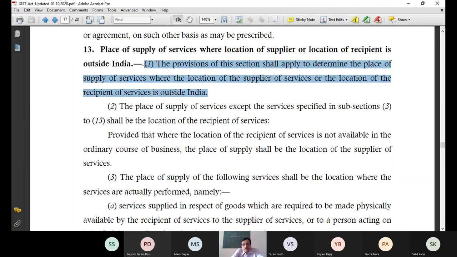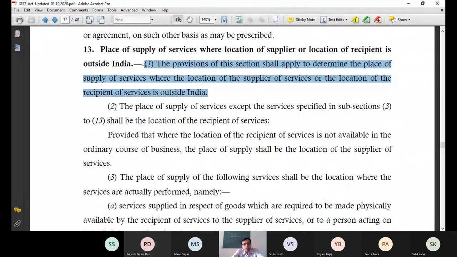The provisions of this section shall apply to determine the place of supply of services where the location of the supplier of services or the location of the recipient of services is outside India. When either the supplier is outside India or the recipient is outside India, then I have to apply the provisions of section 13, that's it.